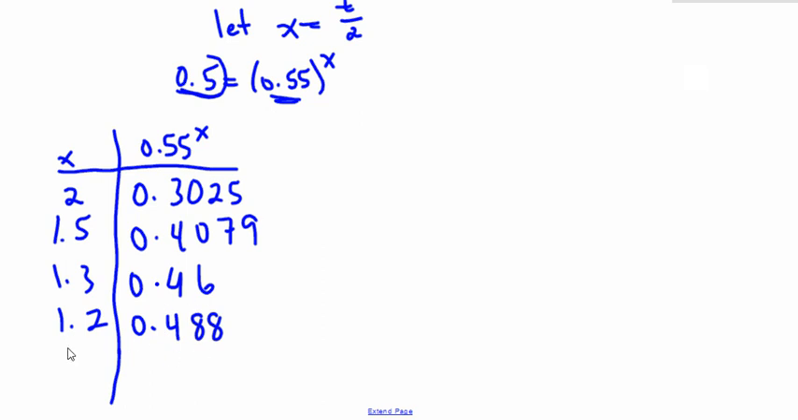So I'm pretty close. I'm going to try to get close to that number. I'm still a little bit too much time has passed because I don't quite have enough material left over. So I'm going to try 1.18. Ooh, I'm getting there. I got 0.493.